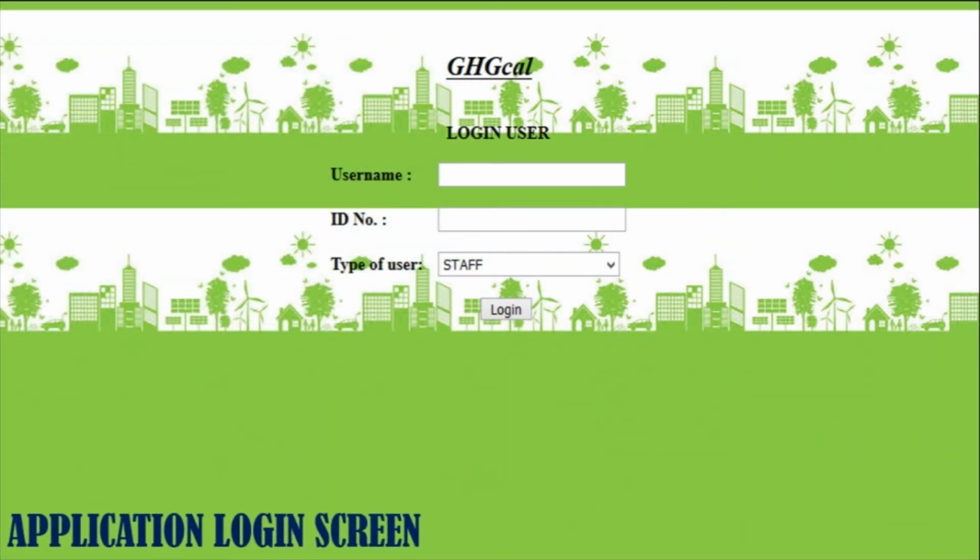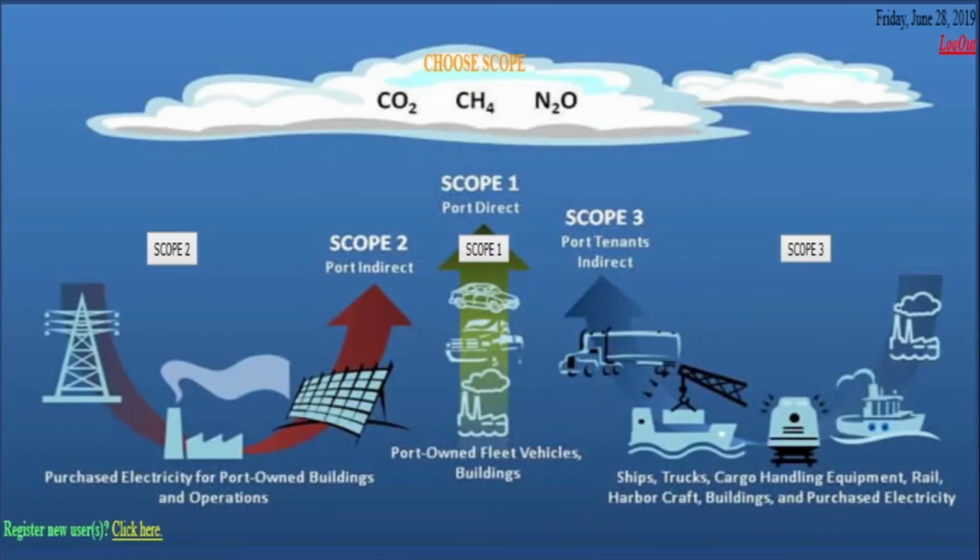Here, users are required to fill in their credentials and choose whether they are administrator or staff. If the user is the administrator, this screen will pop up, while only Scope 3 is visible to the regular staff.